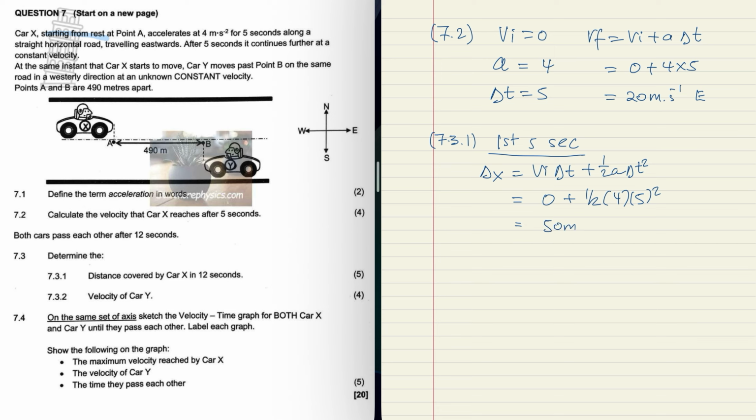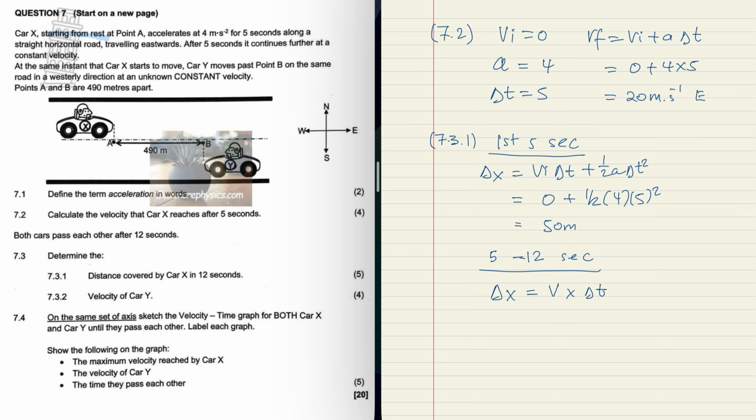Then from 5 seconds to 12 seconds, he's moving at a constant velocity. So we can use the formula Δx = v times Δt. So the velocity is 20. We worked it out. At 5 seconds it is moving at 20 meters per second, and multiplied by from 5 to 12 is how many seconds?